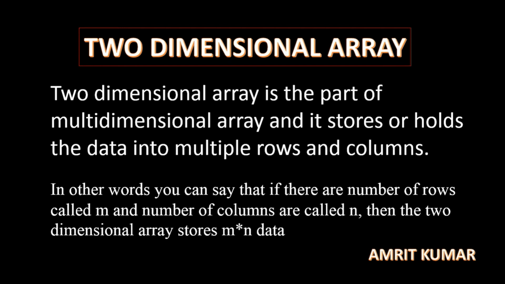In other words, if the number of rows is m and the number of columns is n, then the two-dimensional array stores m into n data. That is clear, because the number of rows is m and the number of columns is n, so the total data to be stored is the multiplication of rows and columns, that is m into n.